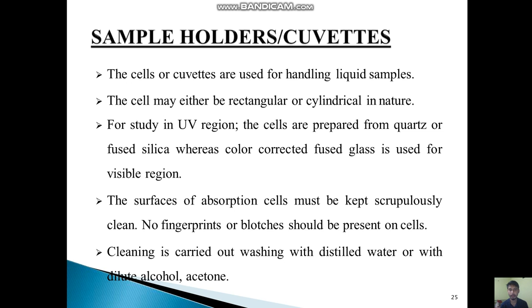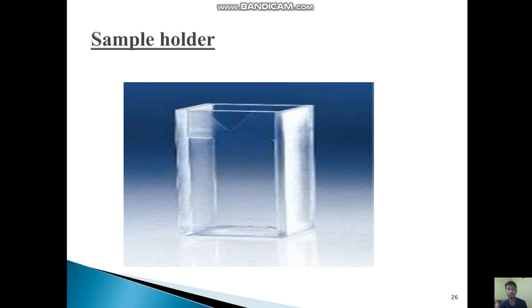The surface of the absorption cell must be kept scrupulously clean. No fingerprints or blotches should be present on the cells. Cleaning is carried out by washing with distilled water or with dilute alcohol and acetone. Here you can see the holder. It should be free from impurities, like there should not be any type of fingerprint on the wall of this sample holder. So these are the instrumentation parts.